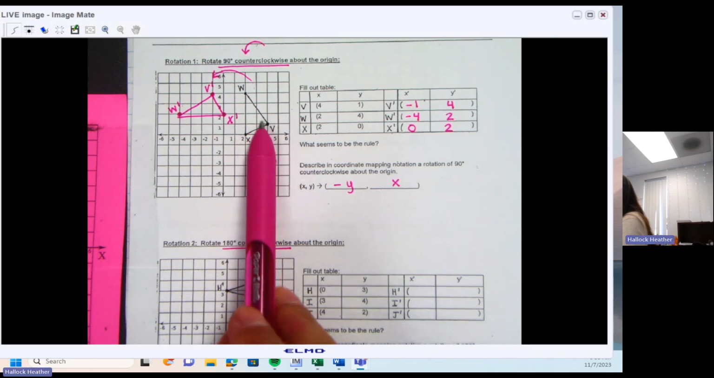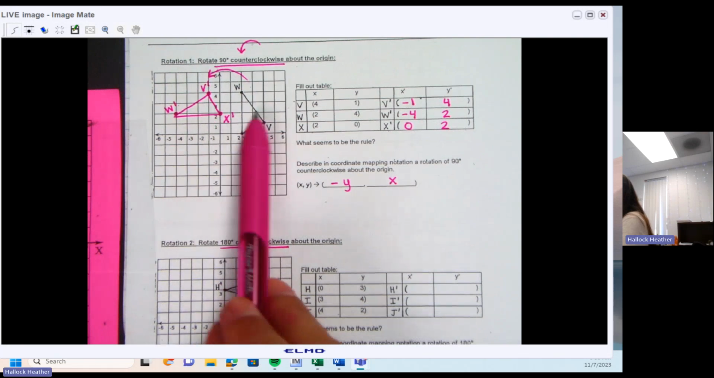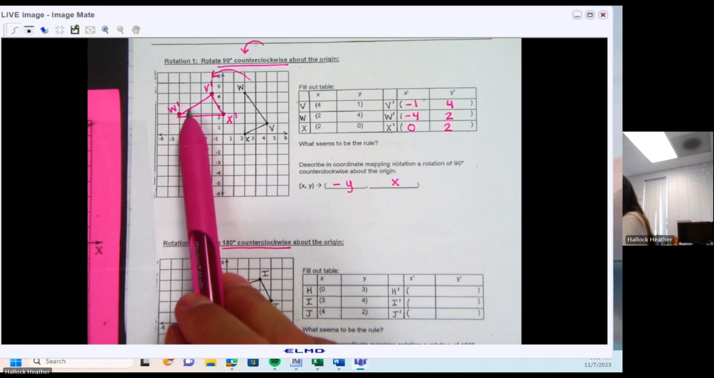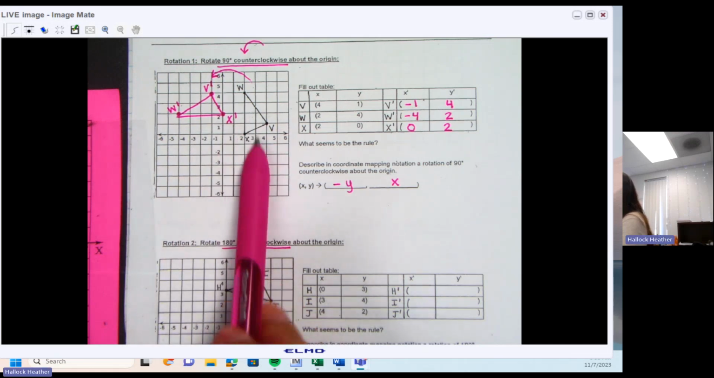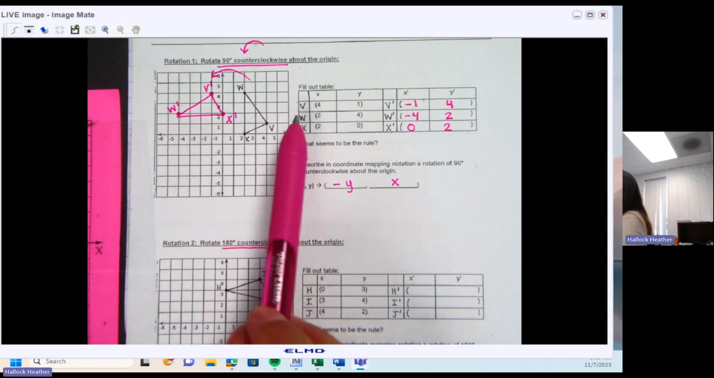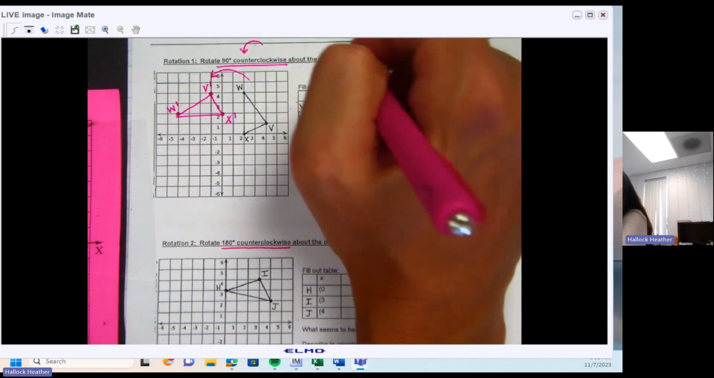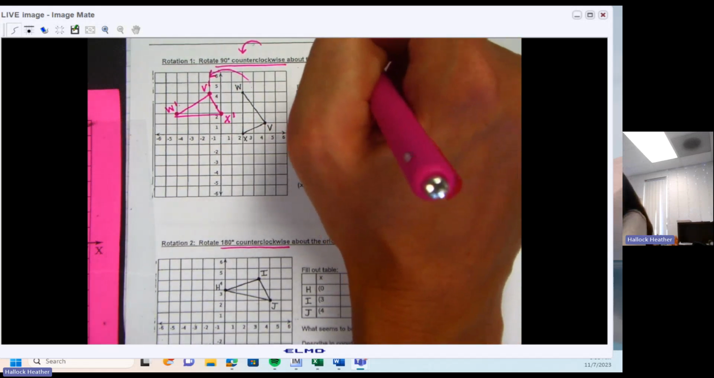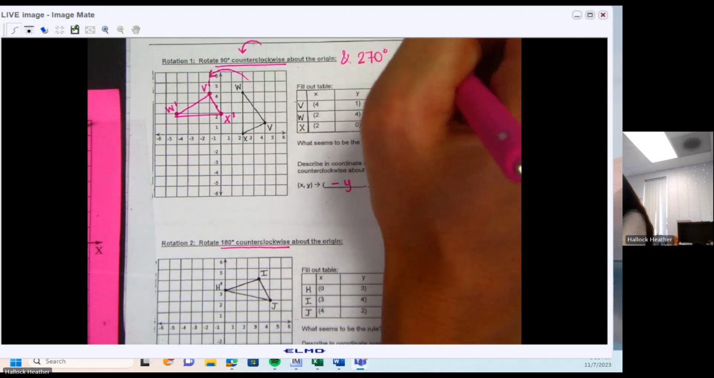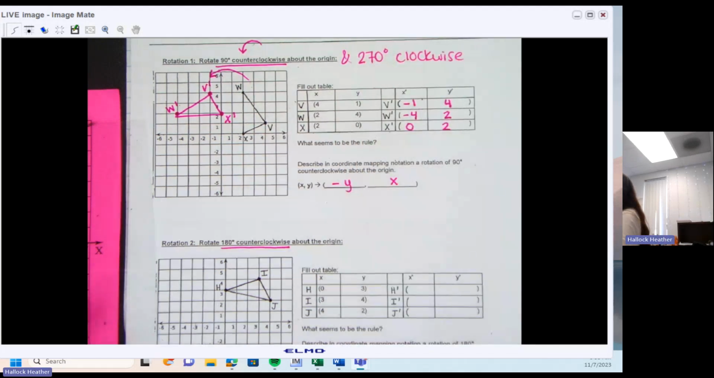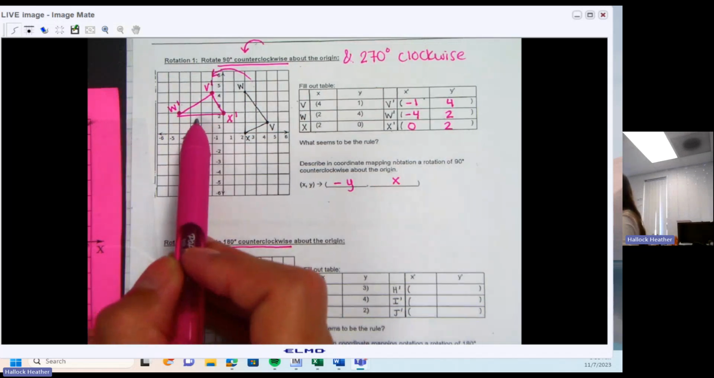How could I go from here to here if I went to the right instead? It's not 1, not 2. How many would I have to go? 3. So if I went 270 degrees clockwise, they're going to take you to the same exact spot. If I went 1 quadrant to the left, or if I went 3 quadrants to the right, I would end up in the same exact location.